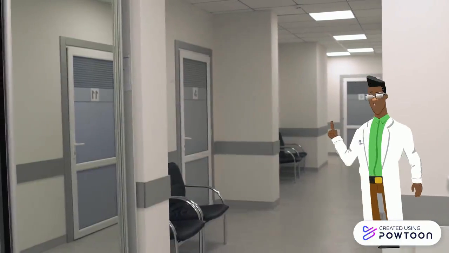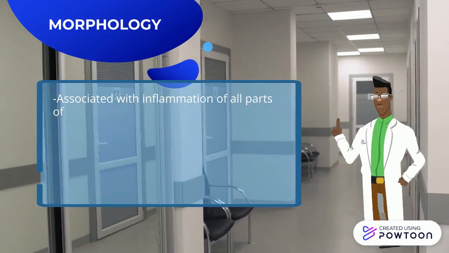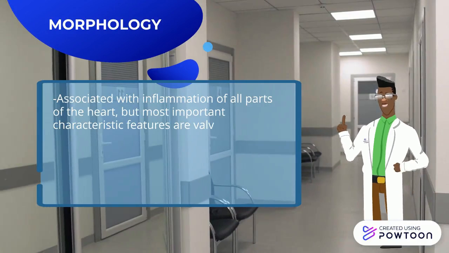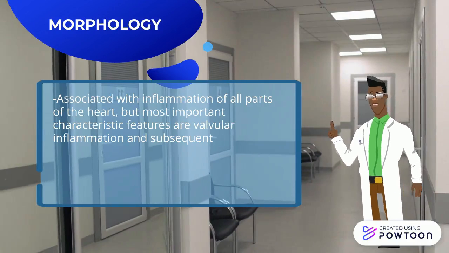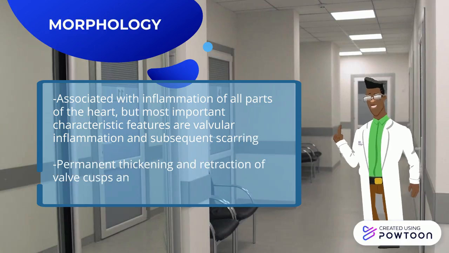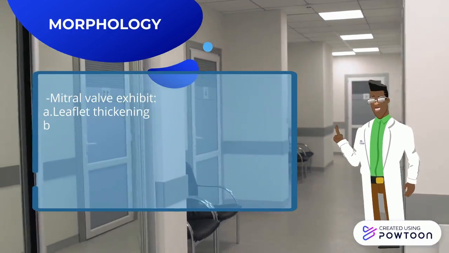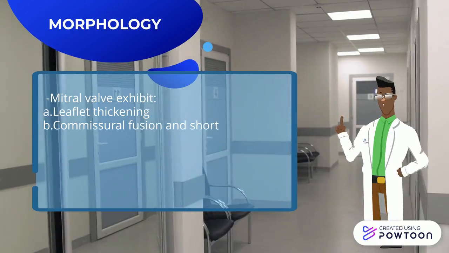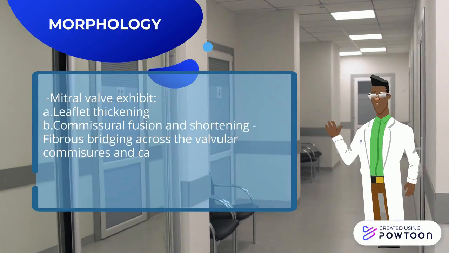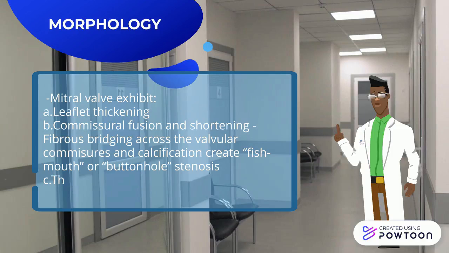The morphology of RHD is associated with inflammation of all parts of the heart, but the most important characteristic features are valvular inflammation and subsequent scarring. There will also be permanent thickening and retraction of the valve cusps and leaflets. The affected valve, most commonly the mitral valve, will exhibit leaflet thickening, commissural fusion, and shortening, which will have a fish mouth or buttonhole-like appearance, and also thickening and fusion of the chordae tendineae.